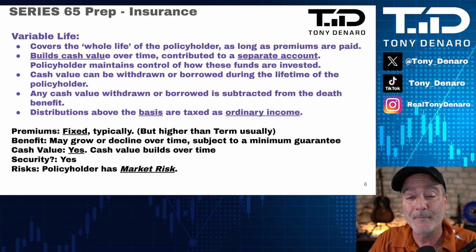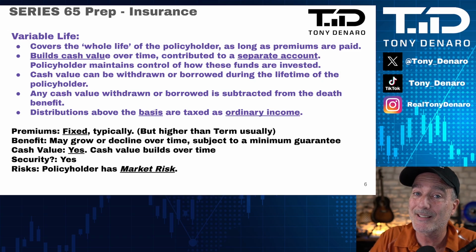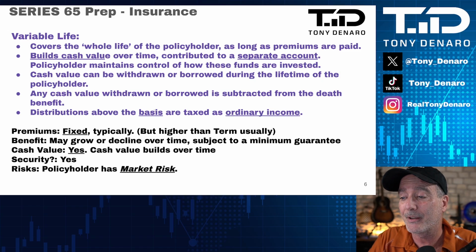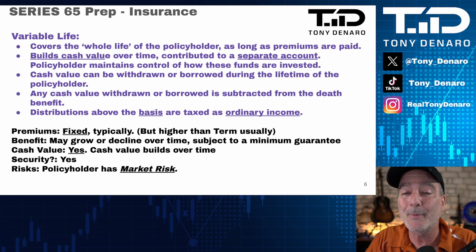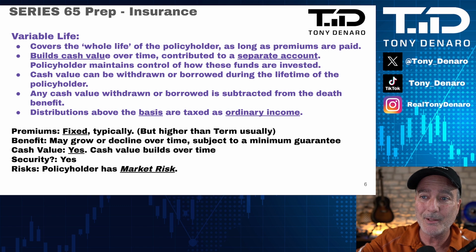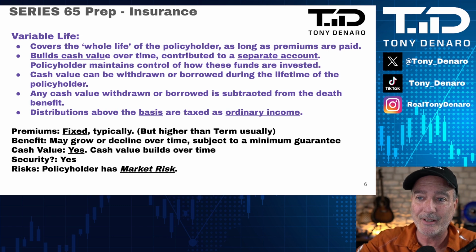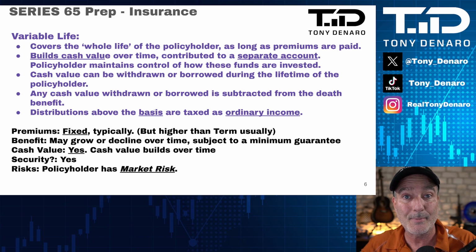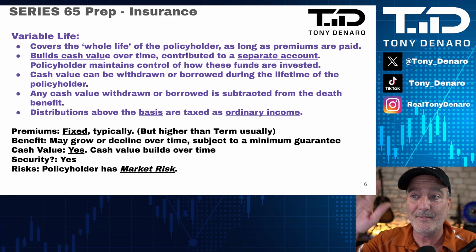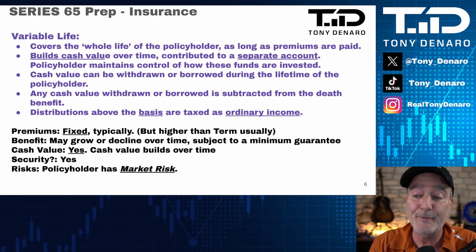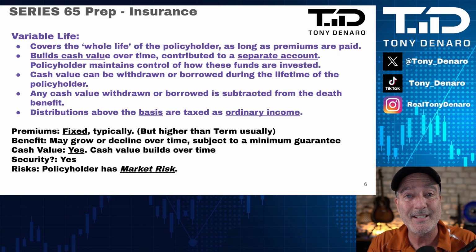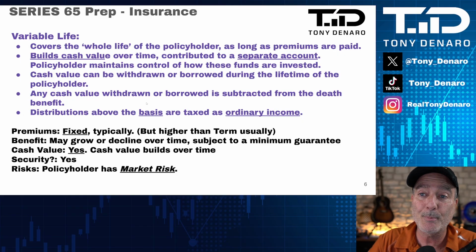The benefit may grow or decline. That is what might vary. And typically the insurance company will give you a minimum guarantee. So you're investing the money in a separate account at the insurance company. Depending on how the market does and your investment choices, the value of that cash might go up or down. So your benefit may grow or decline, subject to a minimum guarantee.